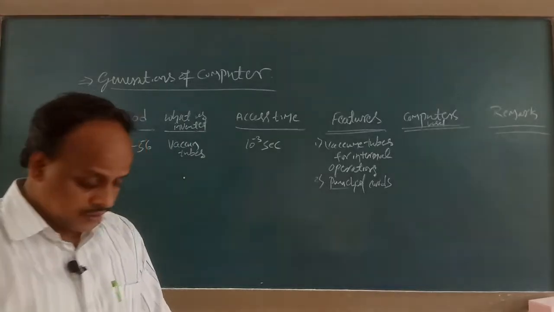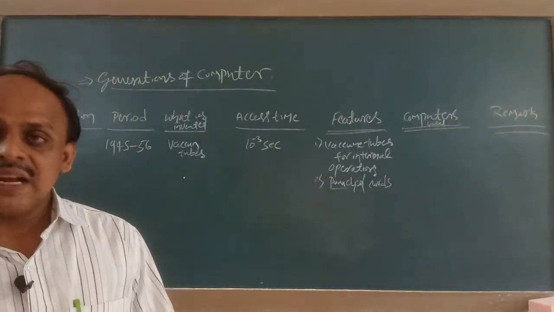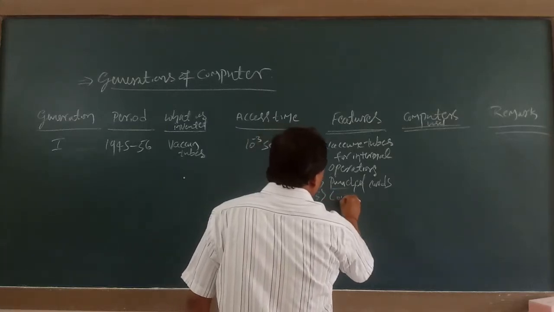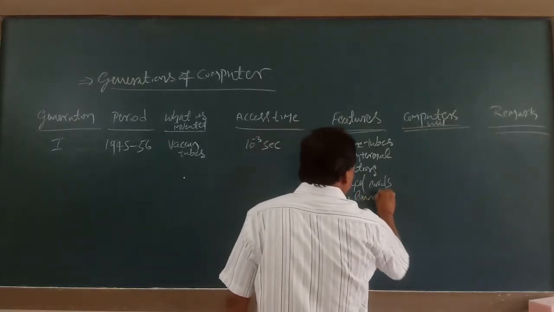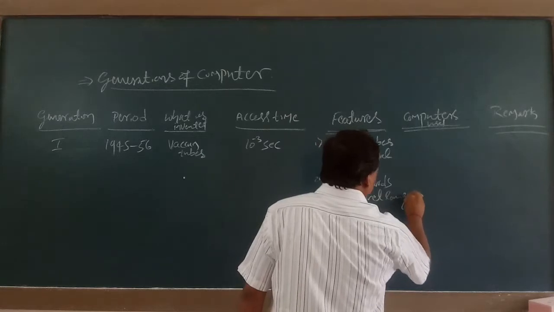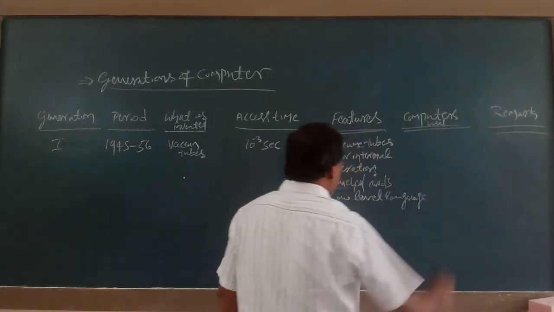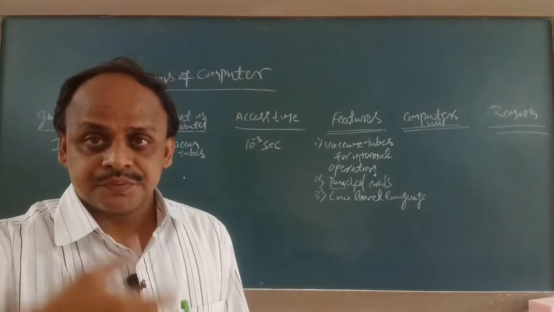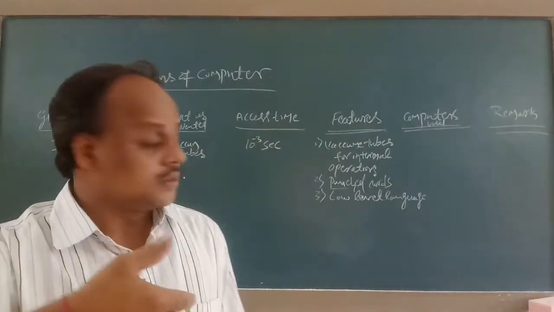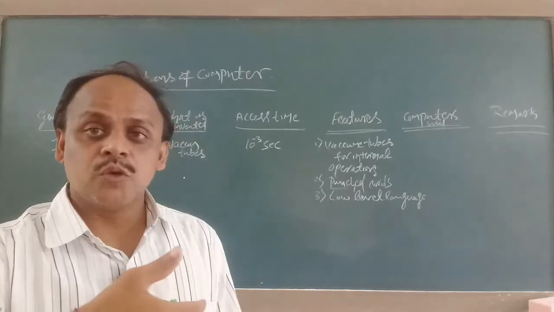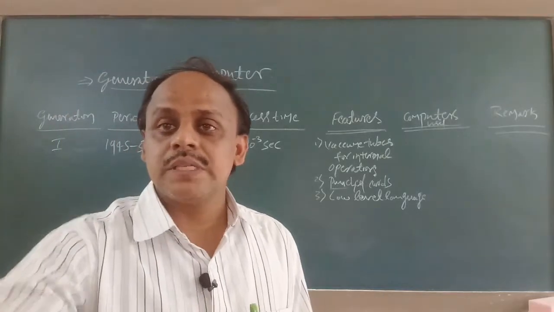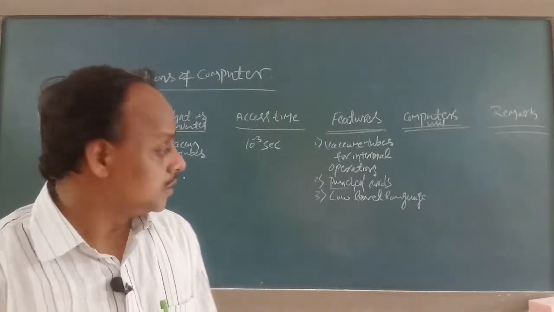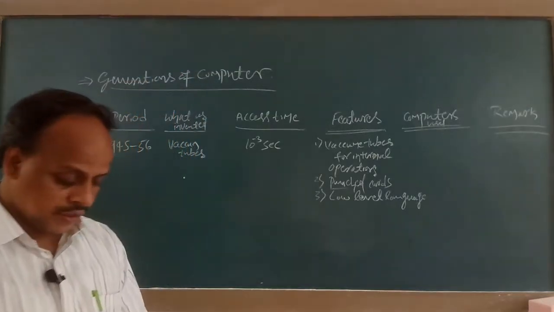And next thing we can say is that low level language is used in the first generation. I already told you, language is of two types, low level and high level. Low level language means language which is made up of English commands, right? So low level languages are used.